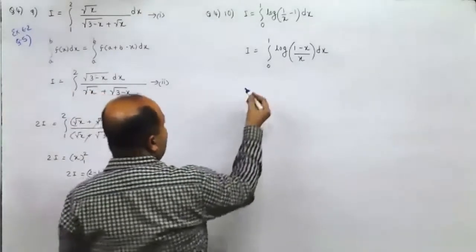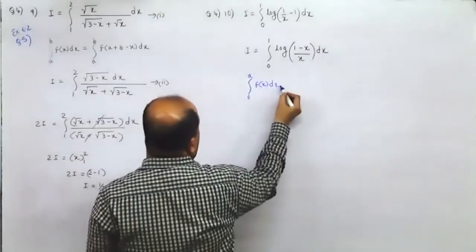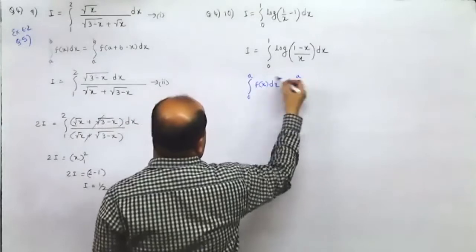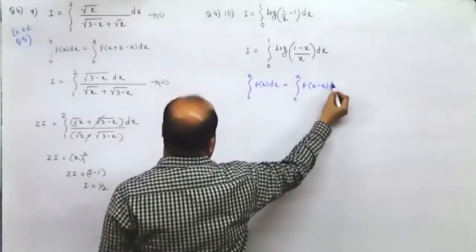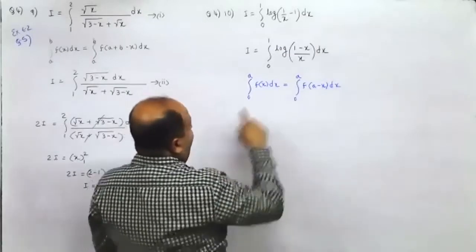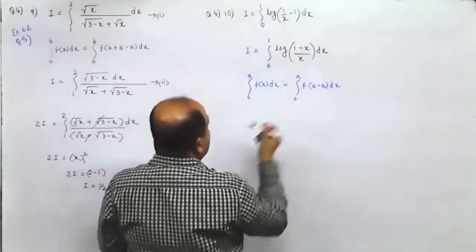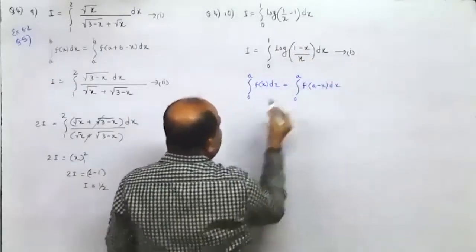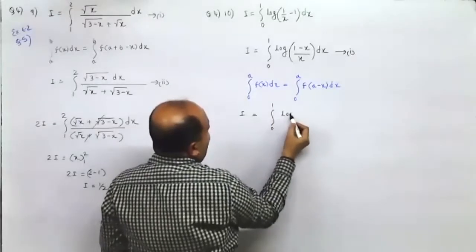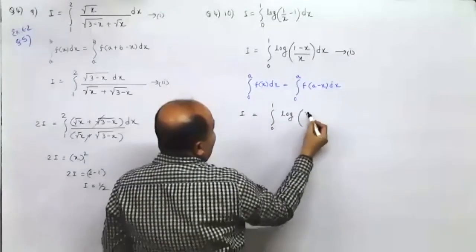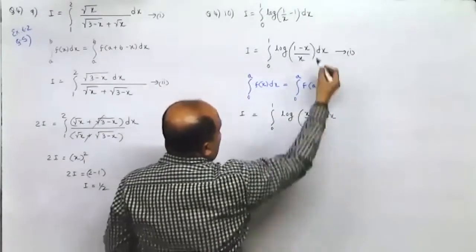Now using the property, I can say integral 0 to a of f of x dx is same as integral 0 to a if I replace x with upper limit minus x. So here I can replace x with 1 minus x and 1 minus x with x. So this I would remain the same when I use this property. I'll get 0 to 1, log, in place of 1 minus x, I'll get x, and in place of x, I'll get 1 minus x. So these two are same.